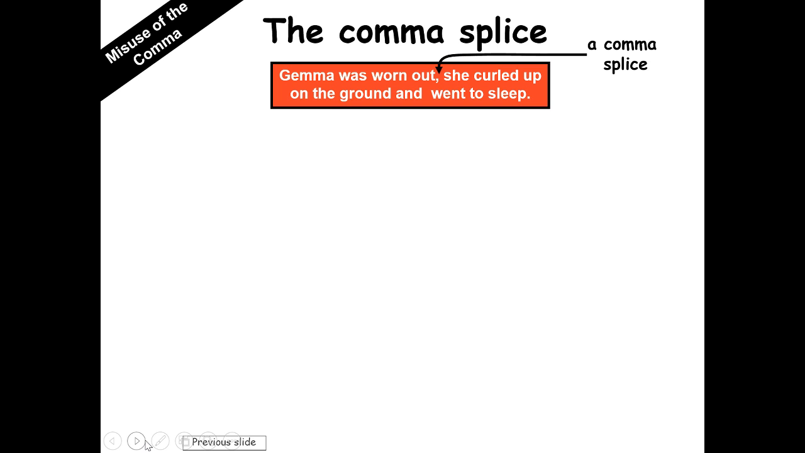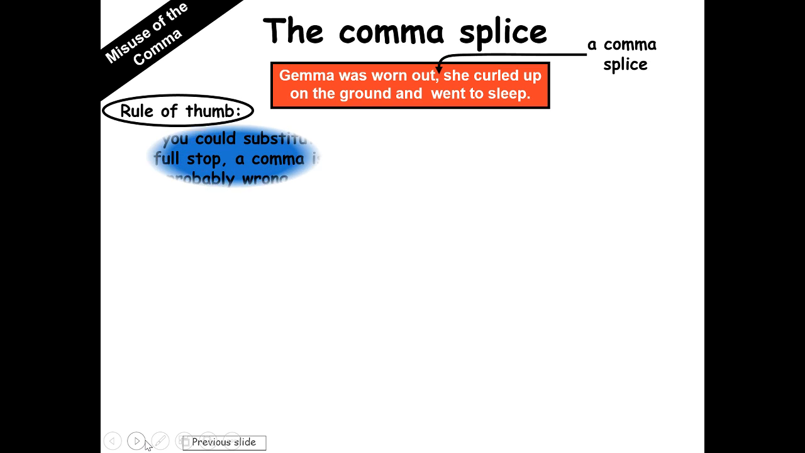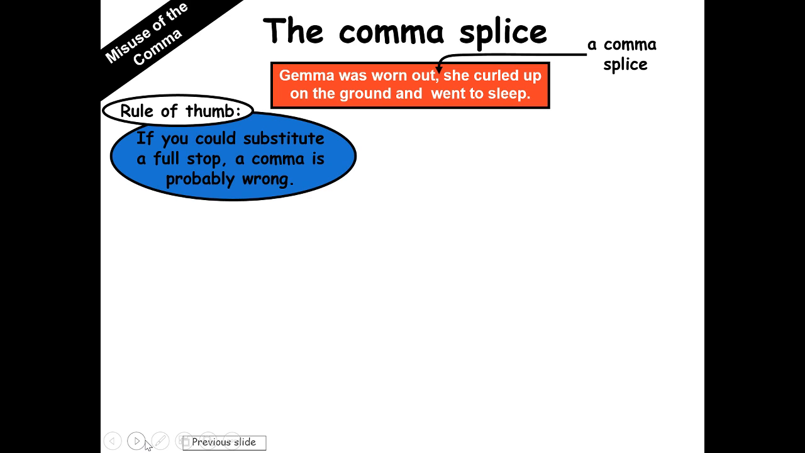The comma splice. Gemma was worn out. She curled up on the ground and went to sleep. Now let's see the rule of thumb. If you could substitute a full stop, a comma is probably wrong. Now in this example, you can use a full stop, but a comma is used.